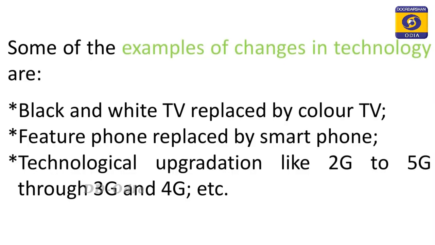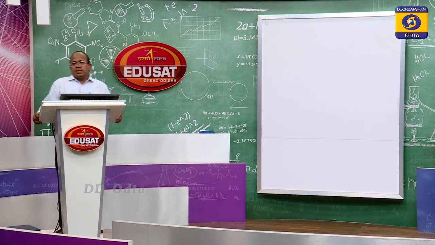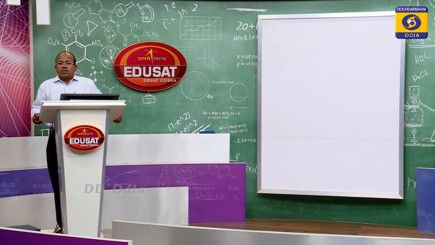You see some examples of technology changes: black and white TV replaced by color TV, feature phone replaced by smartphone, technological upgradation from 2G to 5G. First it was 2G, then came 3G, then 4G, then 5G. In this way technological upgradation is taking place, and we must update ourselves to the changing needs of the customers. If we do not upgrade our technology, what will happen? We will lag behind. The demand for our product will reduce.